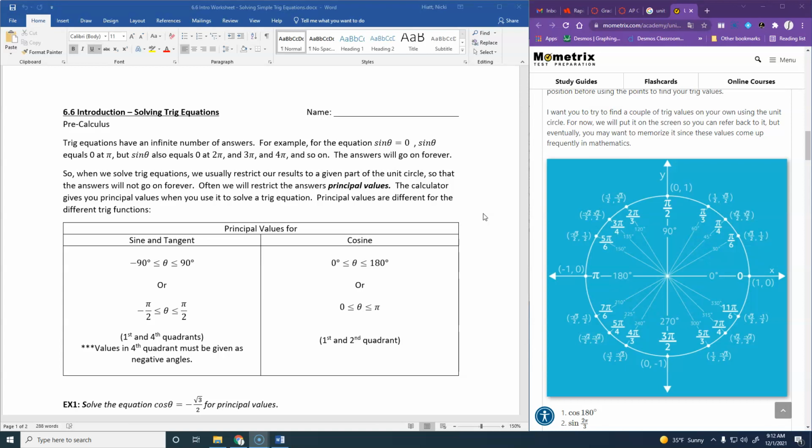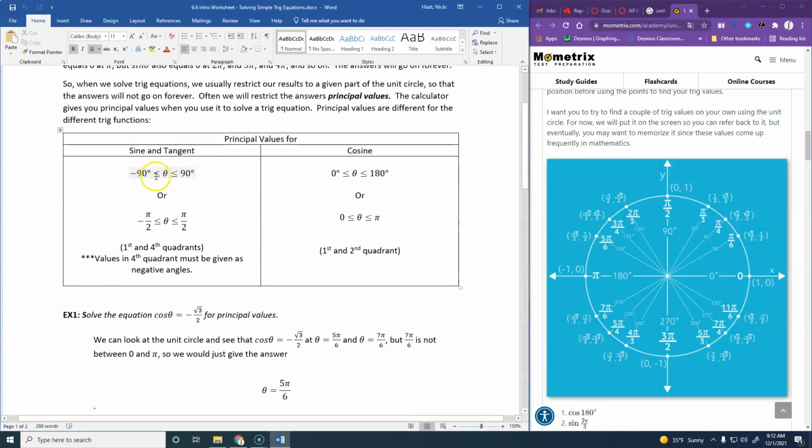Principal values for sine and tangent are going to be negative 90 degrees to 90 degrees, or in radians, negative pi over 2 to pi over 2. Negative pi over 2 is here, the same as 3 pi over 2, up to pi over 2. So this is the first and fourth quadrant that you're looking at. But anything in the fourth quadrant, you're going to give those angles as negative angles. For example, if we get an answer right here at 7 pi over 4, we would not use 7 pi over 4. We would say negative pi over 4, which would be equivalent.